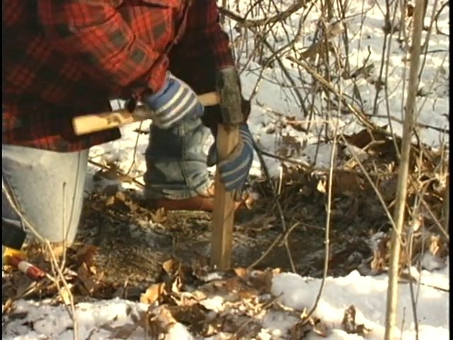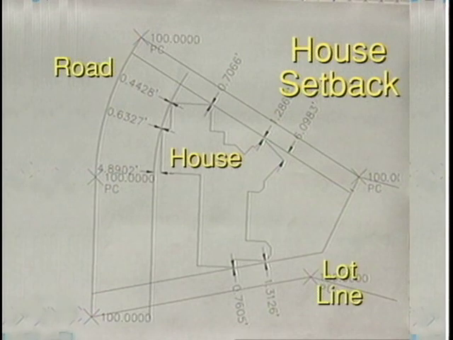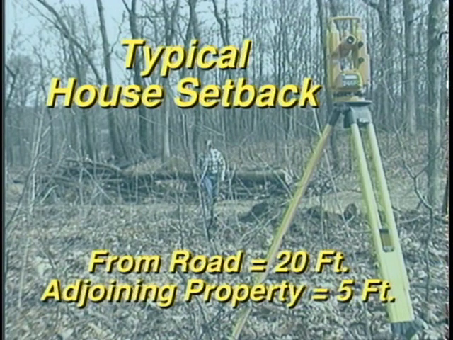Local zoning ordinances will tell the surveyor and contractor the house setback. House setback is the distance the house must be located from the road and adjoining lots. A typical setback is 20 feet from the road and 5 feet from adjoining property lines.